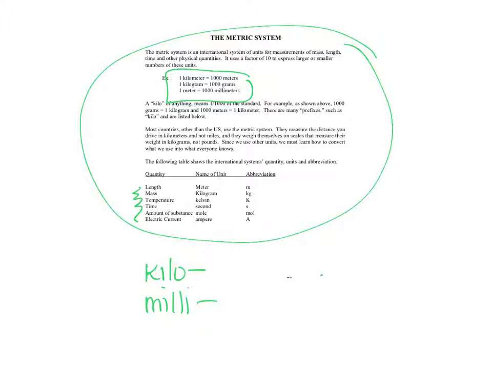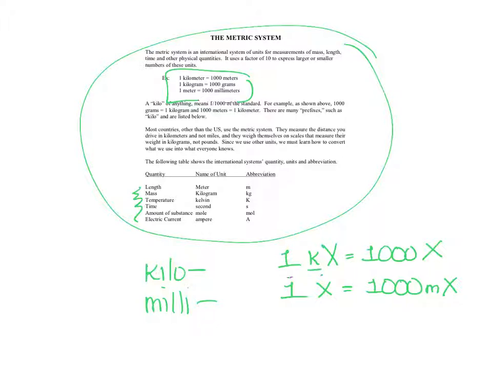1 kilogram equals 1,000 of the base unit gram. 1 meter equals 1,000 of the base unit. Oh, whoops, I went to milli there. So hang on, let me show you. So 1 kilo of anything equals 1,000 of that base unit. And again, that could be meters, grams, seconds, whatever. 1 base unit equals 1,000 milli-x. So in other words, kilo is real big. So think about kilometers. We drive distances in kilometers.